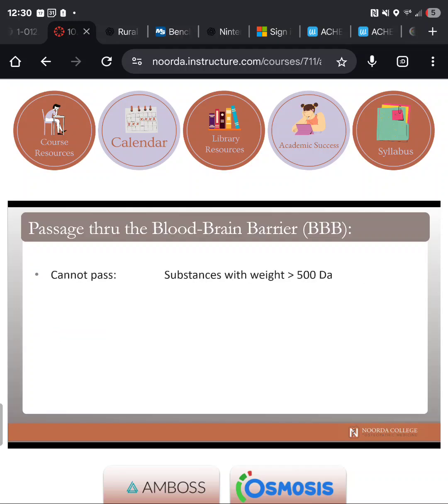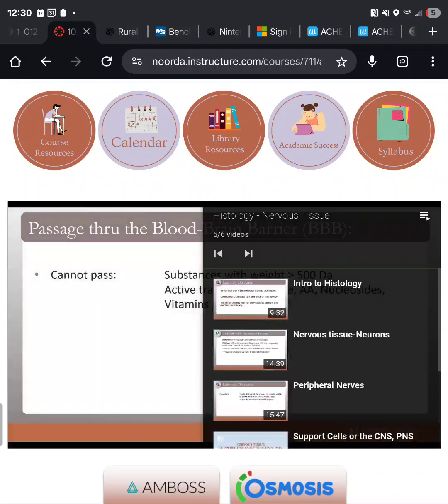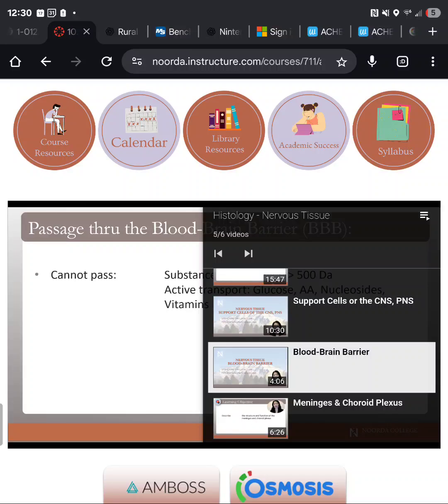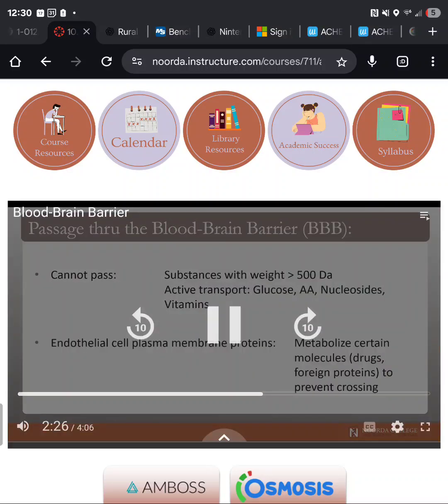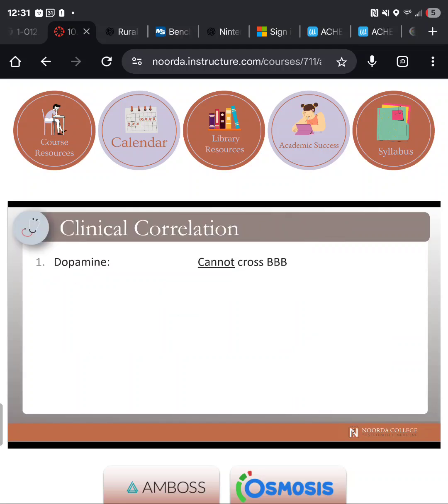Those that cannot pass through the blood-brain barrier are substances that have a high molecular weight. In order to get these large substances through, they would need to have active transport. There are also endothelial cell plasma membrane proteins that can help metabolize certain molecules, such as drugs, or form proteins that will prevent the crossing of these molecules.